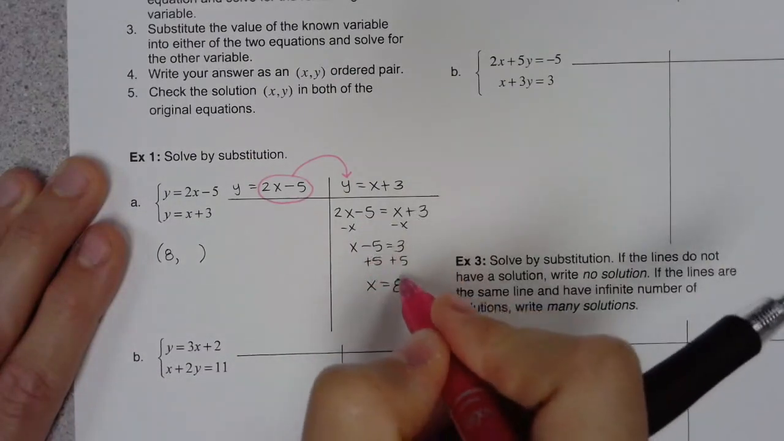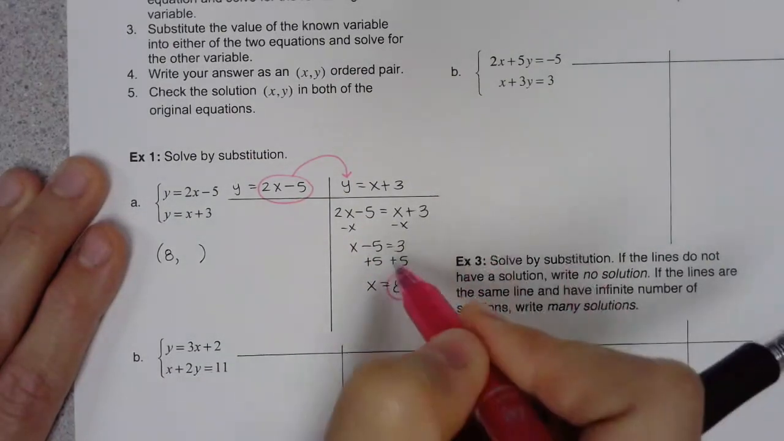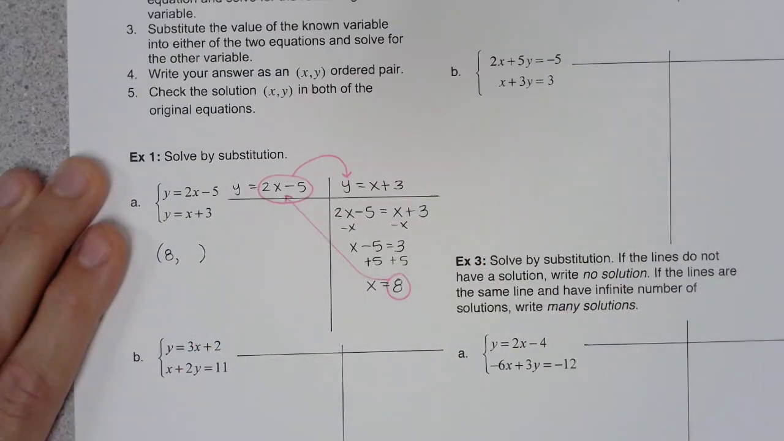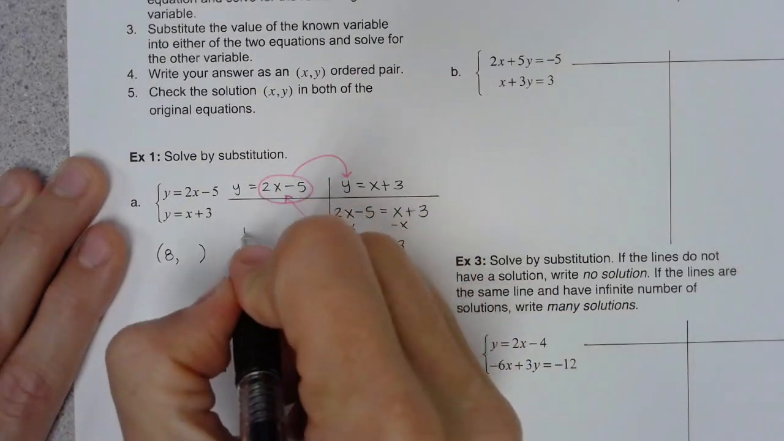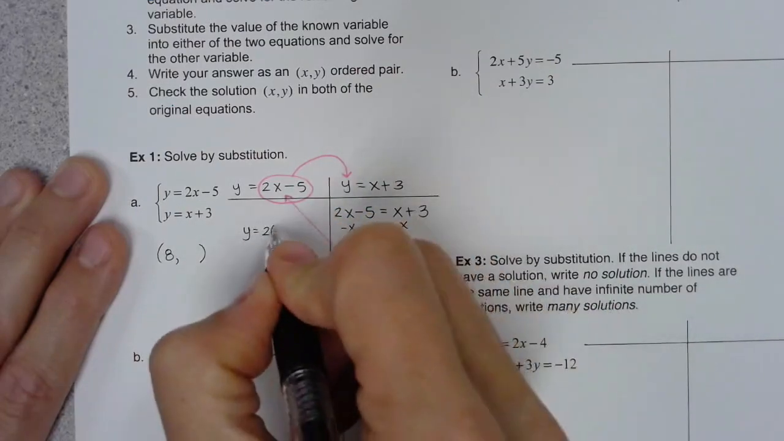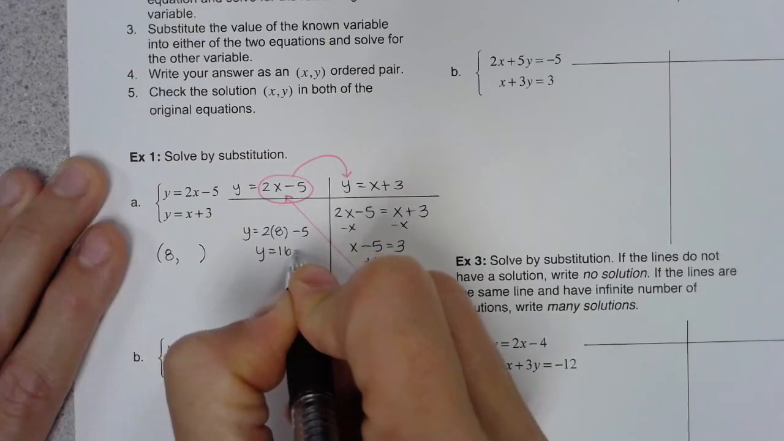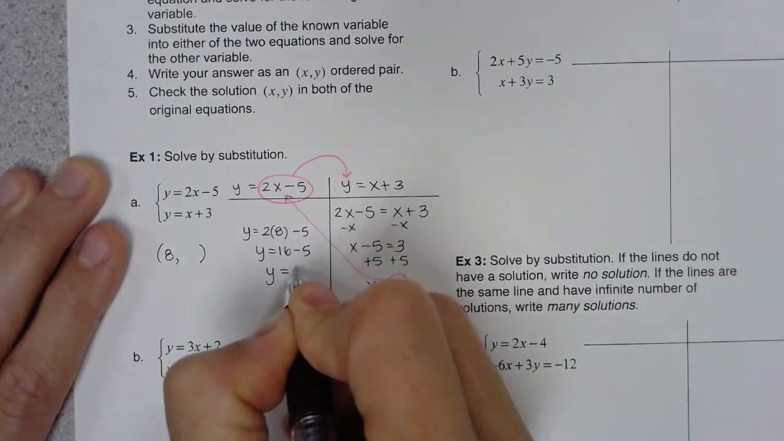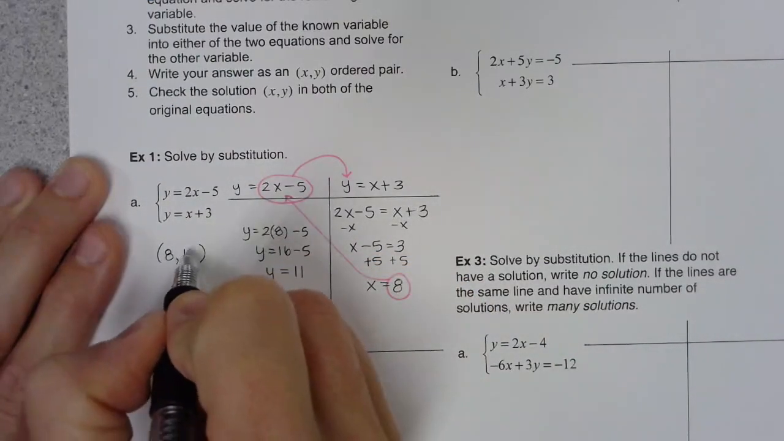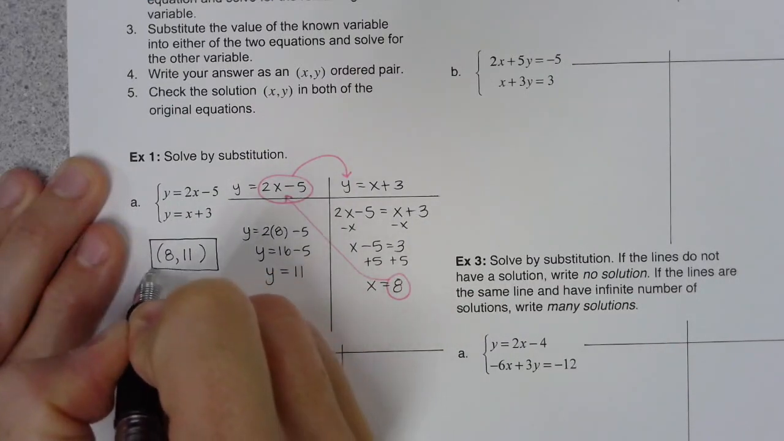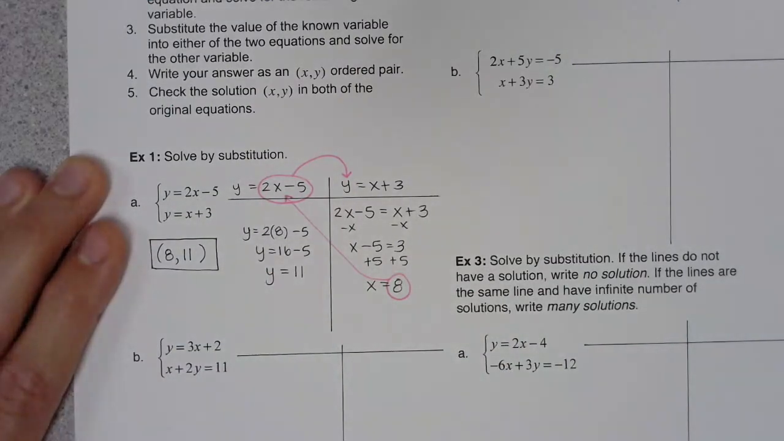And so to do that, I'm going to take this answer that I got for x, 8, and I'm going to come up here and plug it in for the x over here on this side of the table. So y equals 2 times, plug in my 8, minus 5. y equals 16 minus 5, so I'll get y equals 11. And so the other part of the answer to my question is the number 11. (8, 11) is the point where these two lines cross.